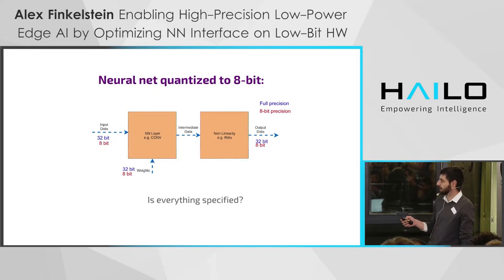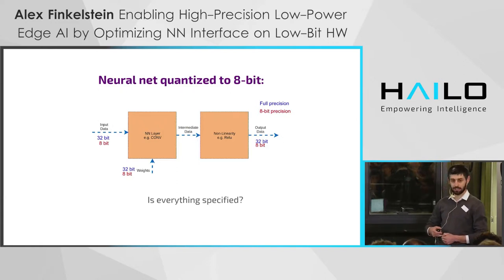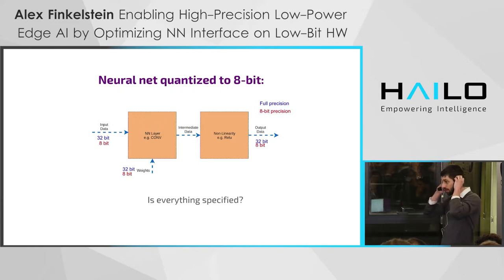This is one layer, a convolution, for example. We have the input, we have the weights. They are used to compute some intermediate representation, and then a nonlinear activation acts on this, and the output data is the same as input data for the next layer. And on all of these stages, the two inputs to the computation and the one output will replace the original high-precision floating point 32-bit numbers by 8-bit quantized numbers. Is that all?